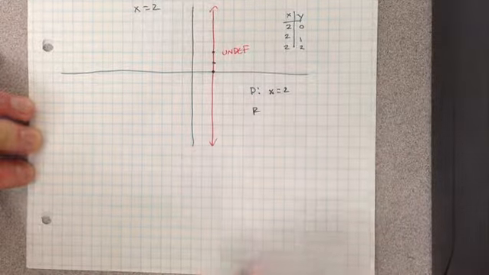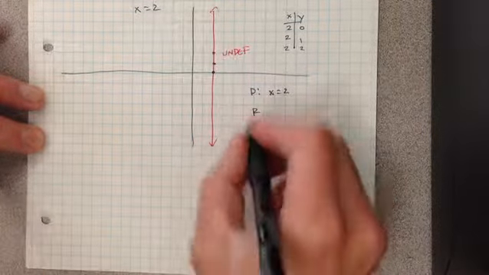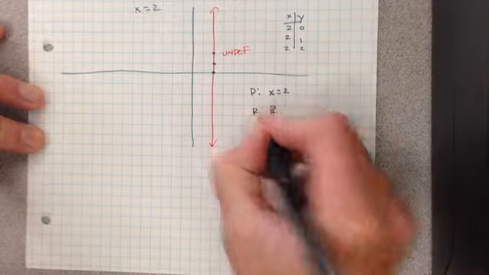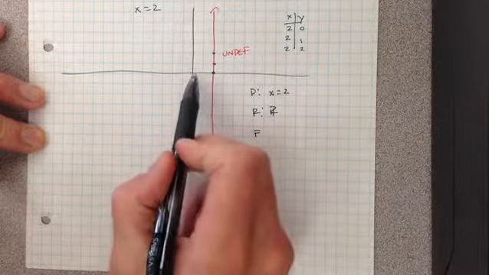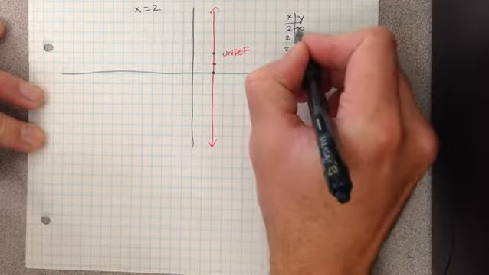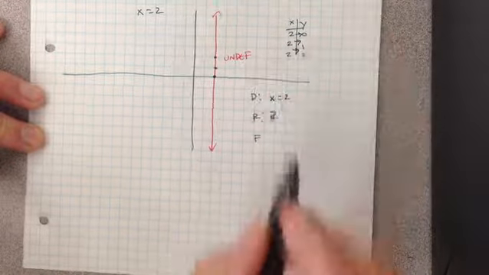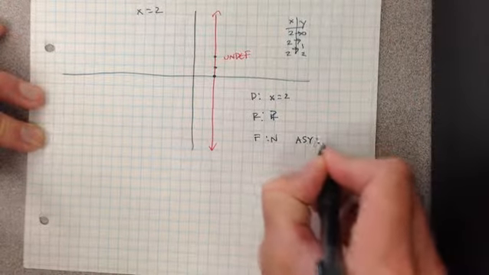Range, coming from the bottom up, all real numbers. Function, well, does it pass the vertical line test? No, our single input of 2 has multiple outputs. It is not one-to-one, not a function. Asymptotes? No.